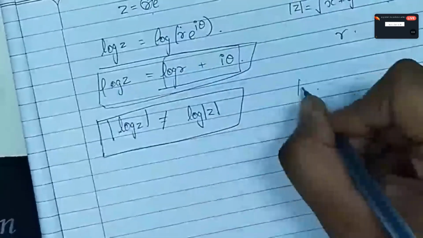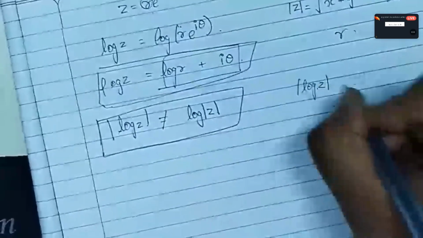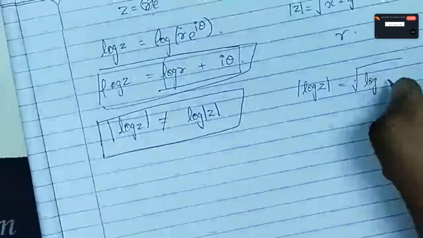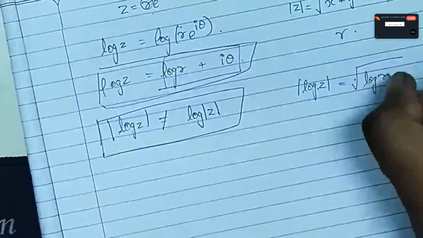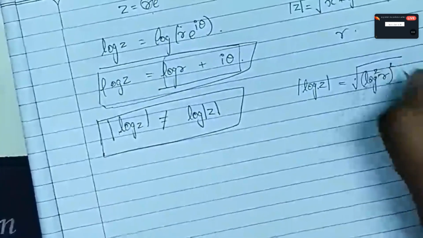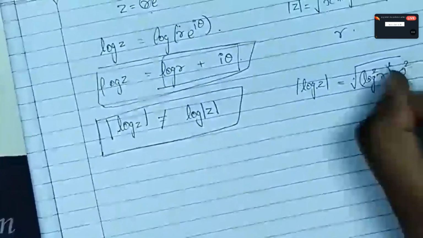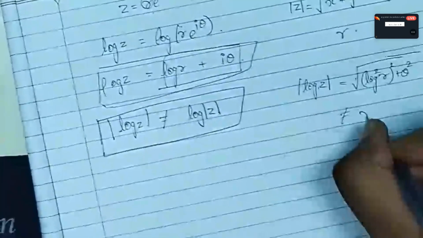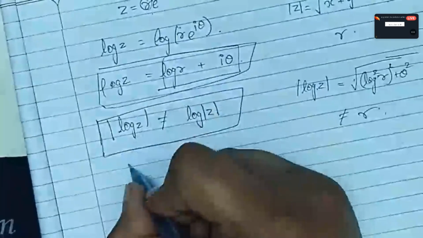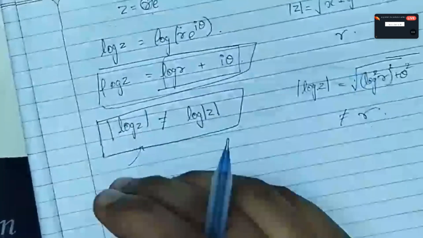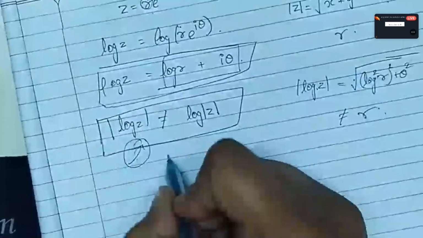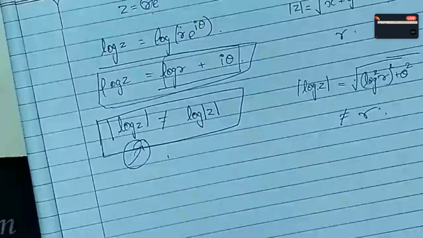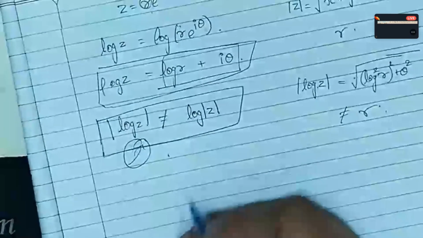Now the modulus of log z will become the square root of log of r whole square plus theta square. So it is not the same as log r. Hence, this is an important relation that we get confused in, because logarithms are different. And this is like a question. So we can find it for both in this.